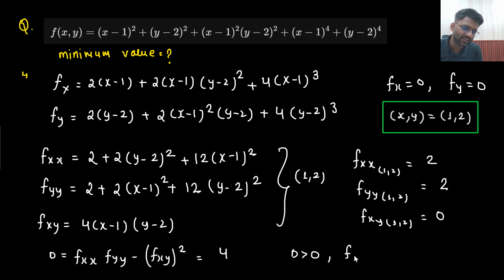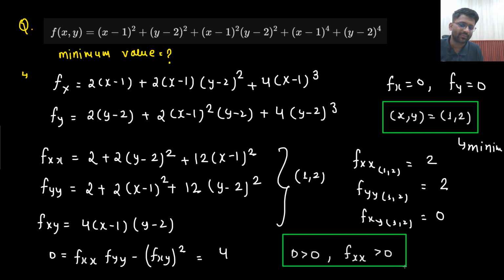And what is fxx? Fxx at 1 comma 2 is also greater than 0. What does that mean? This is a point of minima, right? If this is the scenario, that means it is the point of minima. This is the condition of minima. So 1 comma 2 is the point of minima.